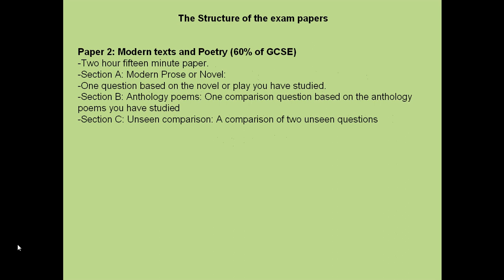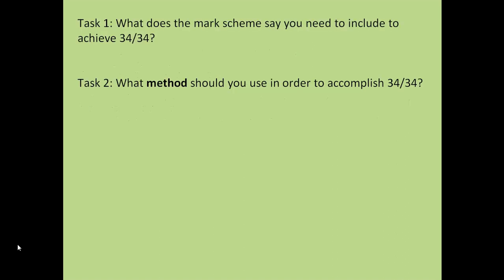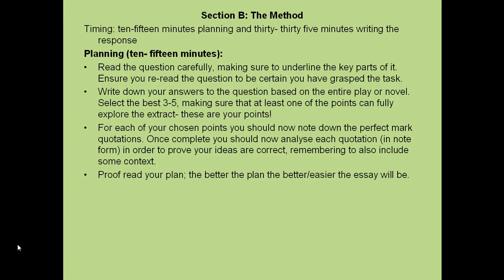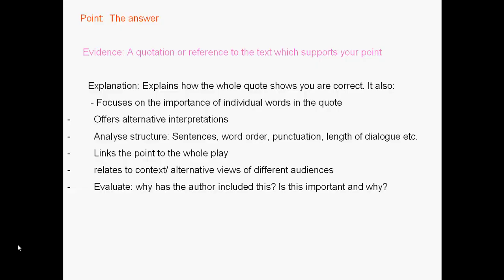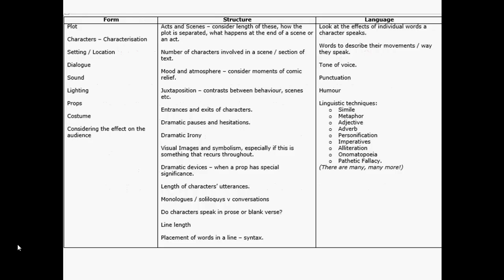Because we've gone through the fact that this is a 60% paper in terms of your total GCSE, it's 2 hours and 15 minutes and there are 3 different sections. We went through in the previous video the mark scheme and what you need to include, and also what methods you need to use in order to get perfect marks. We've been through the method, we've been through how to answer it, we've looked at what you can analyse in order to get the marks you require.